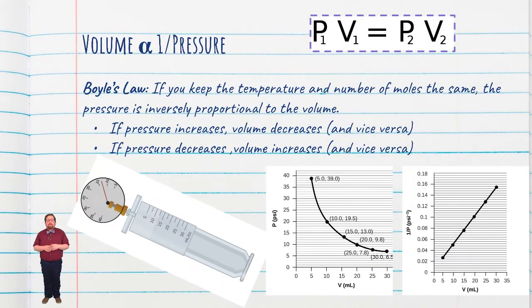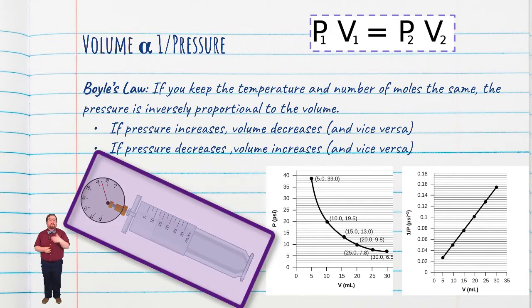The relationship between pressure and volume is a bit different though. Boyle's law says that if you keep the temperature and the number of moles constant, the pressure is inversely proportional to the volume. In other words, if the pressure or volume increases, then the other one decreases.